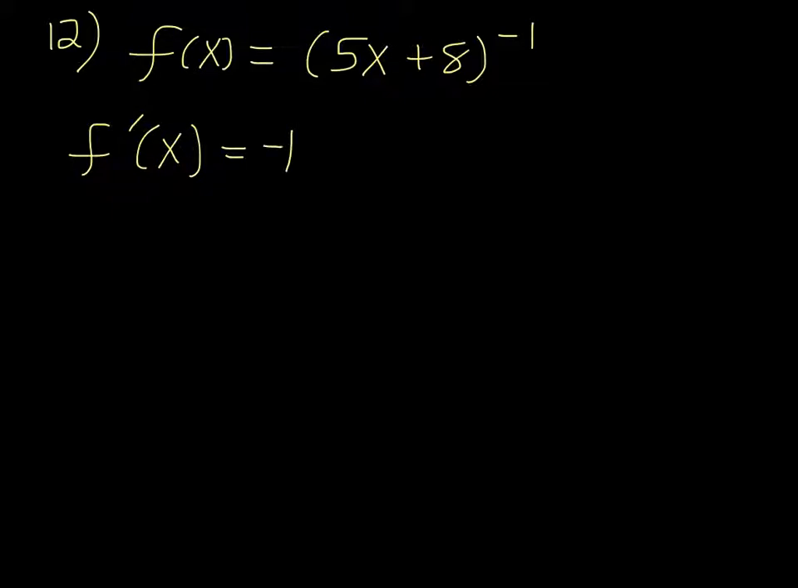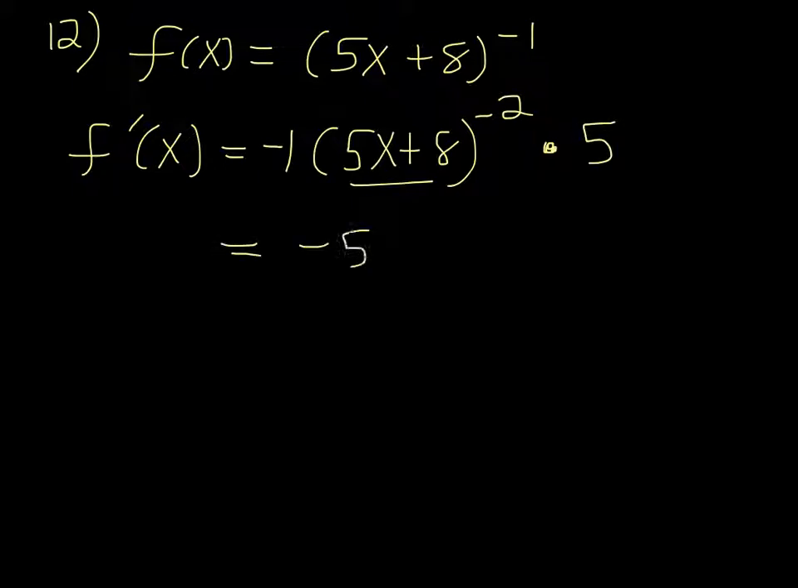So my power still comes down in front, and I still subtract 1. So I get negative 1 times (5x plus 8), that whole quantity to the negative 2. But then I need to multiply by the derivative of the inside, which is 5. So I get negative 5 times (5x plus 8) to the negative 2.